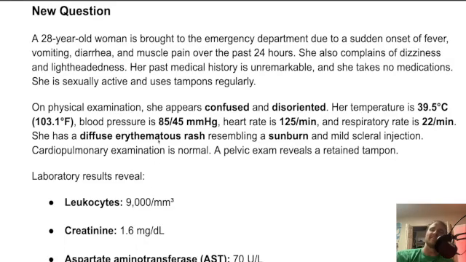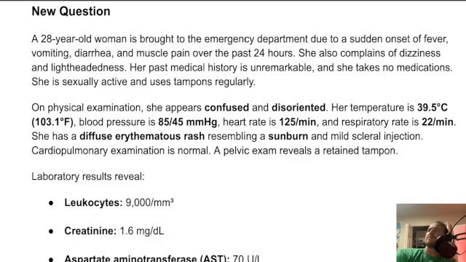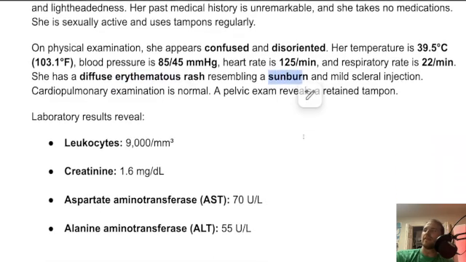Okay, let's dive into this Step 1 question. It's super good. So, a 28-year-old woman in the emergency department has a fever, dizziness, and other symptoms. But look at that fever. She's confused, disoriented, and in shock, with a heart rate of 125. She has a diffuse erythematous rash that's sunburn-like.